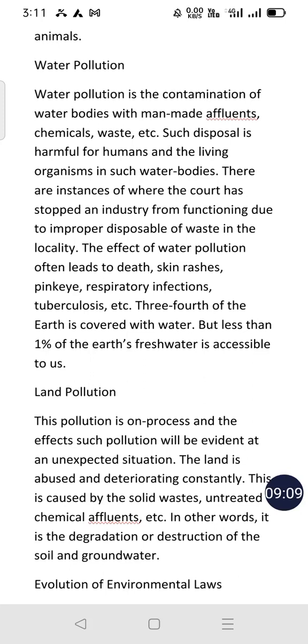Water pollution is the contamination of water bodies with man-made effluents, chemicals, waste, etc. Such disposal is harmful for humans and the living organisms in such water bodies. There are instances where the court has stopped industries from functioning due to improper disposal of waste in the locality. The effect of water pollution often leads to death, skin rashes, respiratory infections, tuberculosis, etc. Three-fourths of the earth is covered with water, but less than 1% of the earth's freshwater is accessible to us.